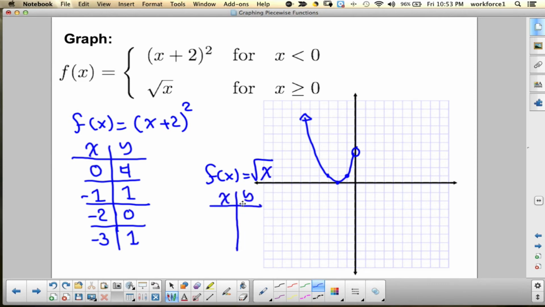I pick values that are perfect squares, such as 0, 1, 4, 9. Once you plug it in, you're going to get 0, 1, 2, and 3. The endpoint in this one, 0, is included. Then 1, then 4 and 2, then 9 and 3. And then we smoothly connect these points together. So this concludes the graph of this piecewise function.